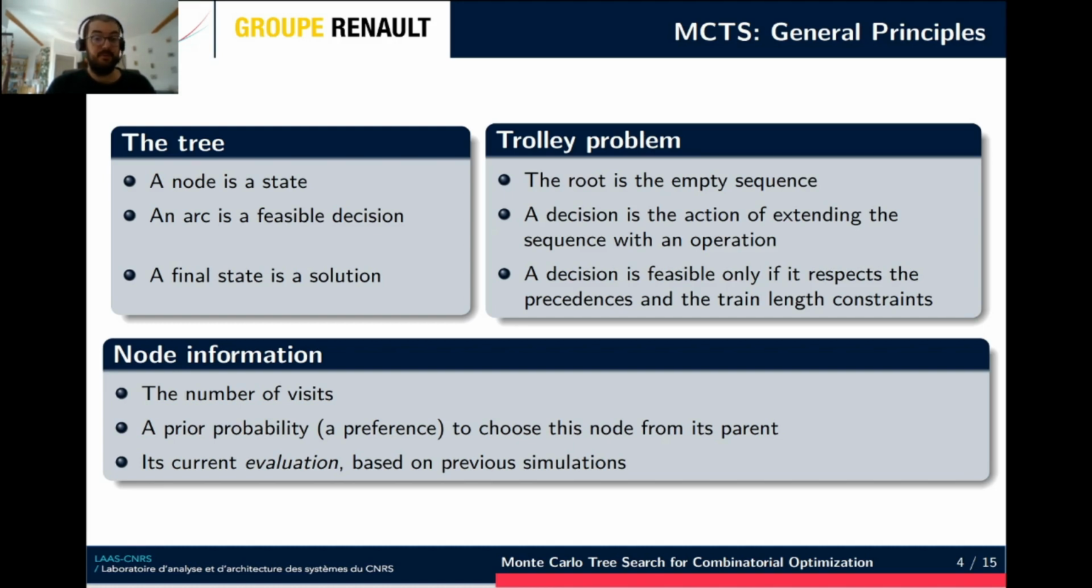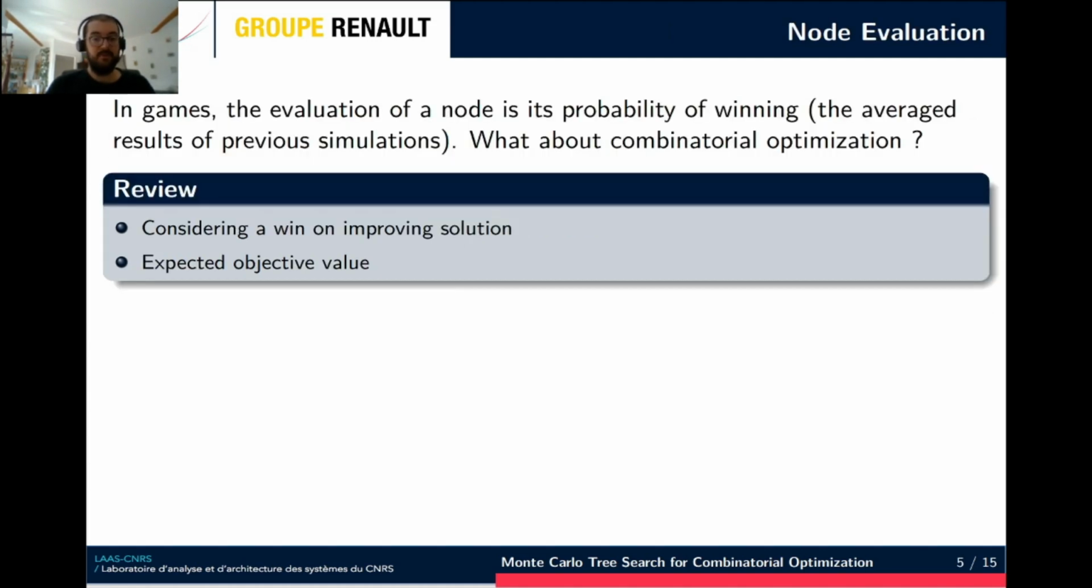First, the number of visits since the start of the algorithm, a prior probability or preference to choose this node from its parent that I will explain later. And finally, we have to store its current evaluation. So what is an evaluation?